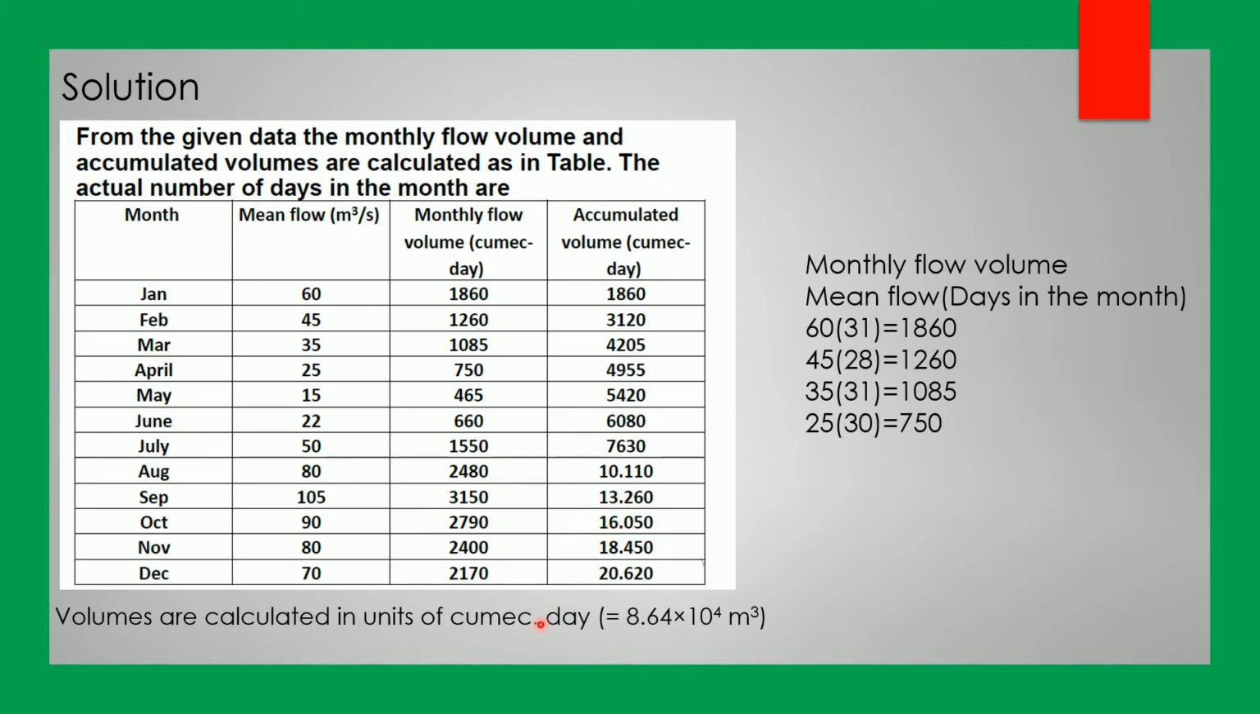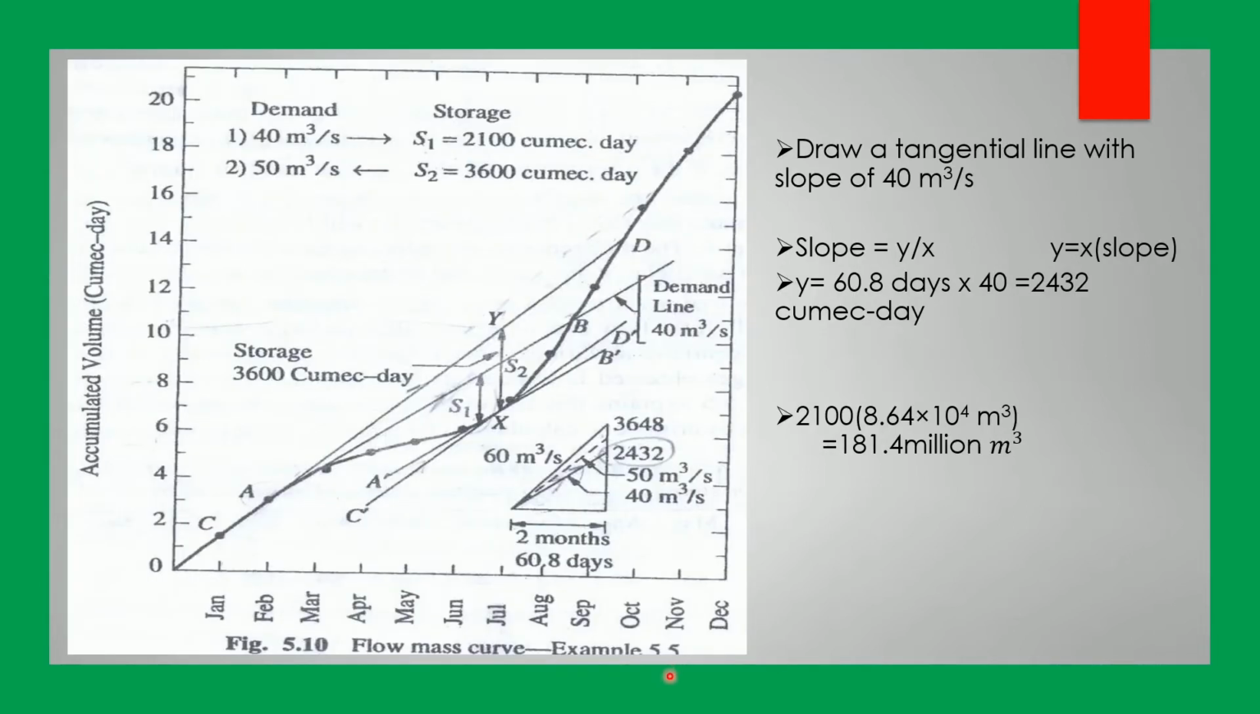And so on. The volumes are calculated in units of cubic day, where 1 day is equal to 8.64 times 10 to the power of 4 m³. Next, draw a tangential line with a slope of 40 m³ per second. The formula for slope is slope equals y over x, so for y, which we are looking for, y is equal to x times slope. Here x is 60.8 days, which covers the months of June and July, which gives storage 1.